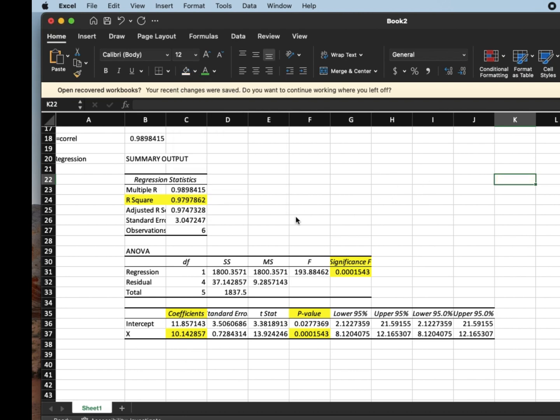So what does an R square mean? R square tells you how much this data model explains. With this value of 0.97, it would be better if it is expressed in percentage, so 97%.